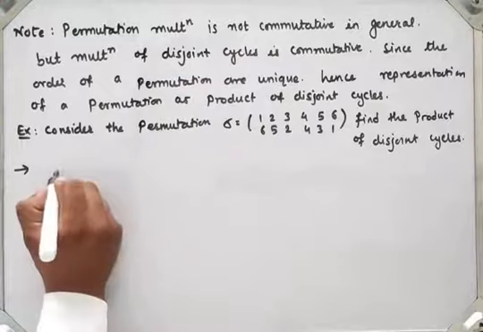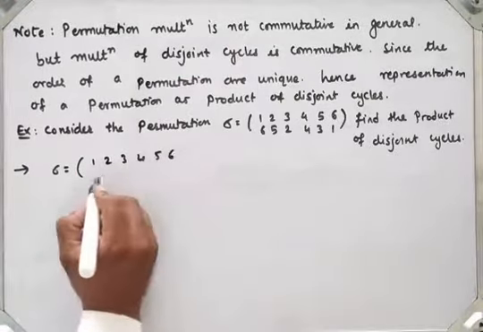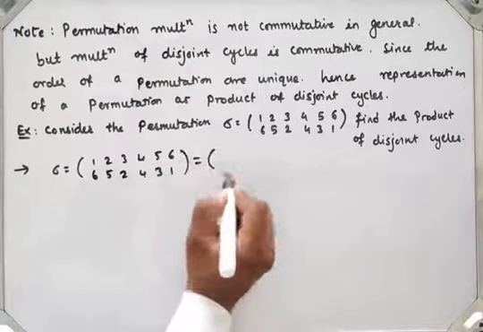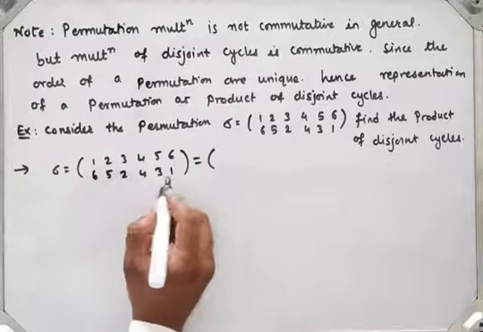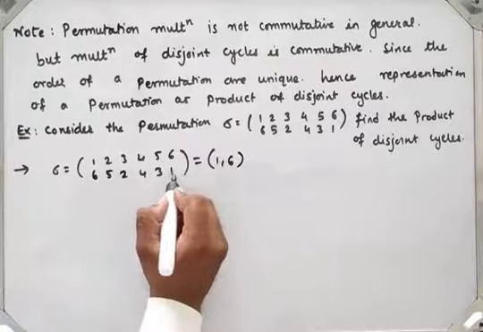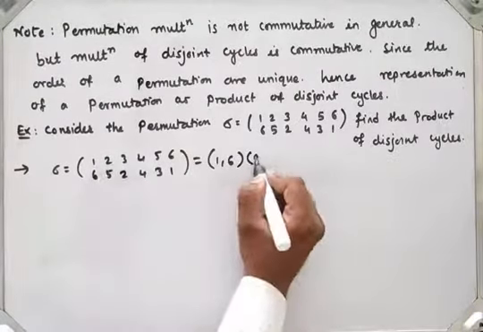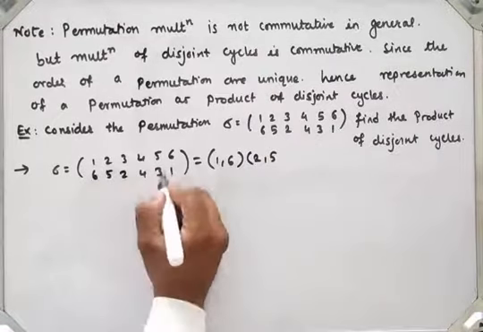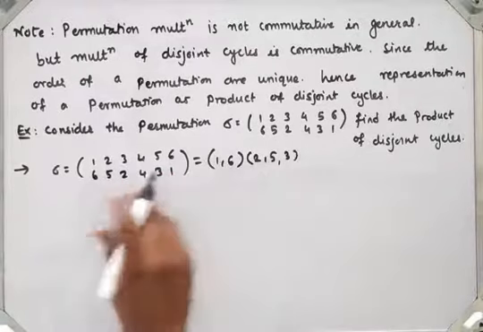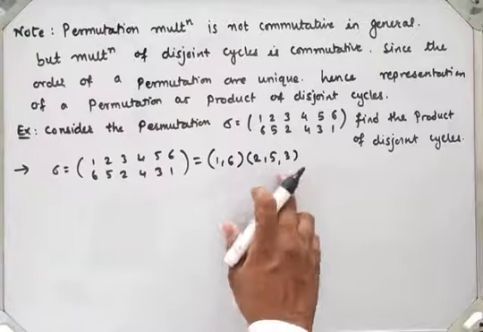So I will write sigma directly as 1 2 3 4 5 6 on top and 6 5 2 4 3 1 below, right? Now write down the product of cycles. 1 goes to 6, 6 goes to 1. So here is the complete first cycle. Next start from 2: 2 goes to 5, 5 goes to 3 and 3 goes to 2. 2 is already in our set, so this is the second cycle, whose length is 3.